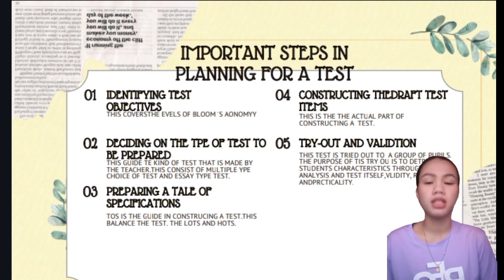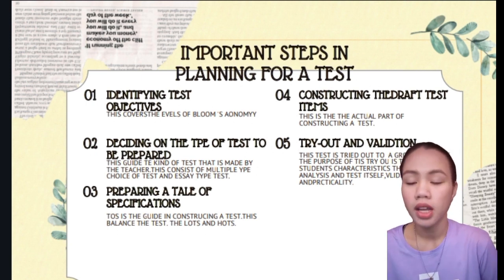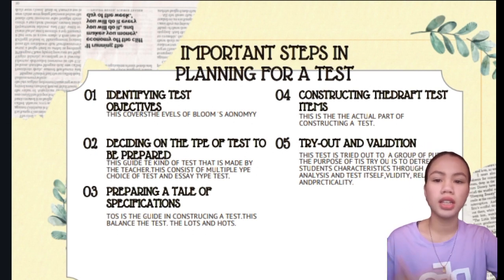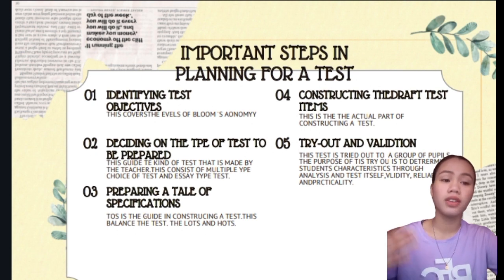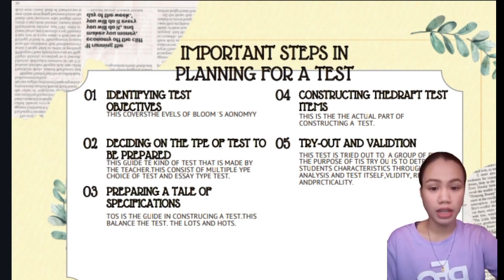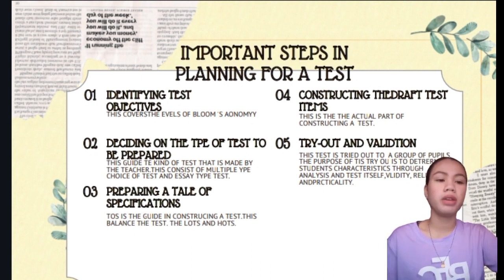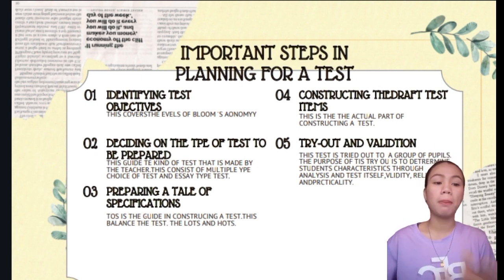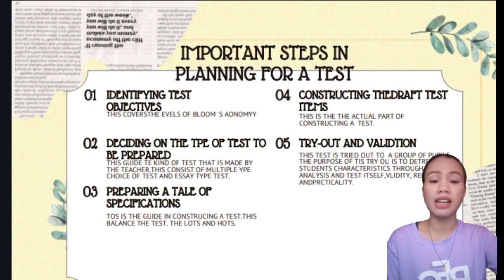The second important step in planning for a test is deciding on the type of test to be prepared. The test objectives guide the kind of test that will be designed and constructed by the teacher. For instance, for the first four levels, we may want to construct a multiple choice type of test, while for the application and the judgment, we may opt to give an essay test.